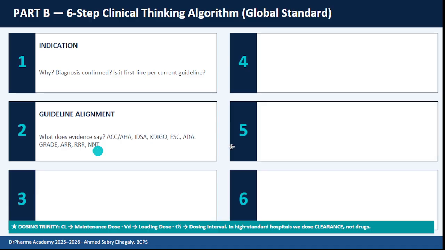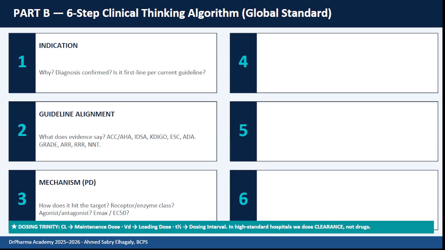What I need to know from this point, guideline alignment, is to be sure as a pharmacist, when I take a decision to say yes, keep this patient on this medication, or no, please stop this medication, that I will not talk from my personal opinion. I need to have a clear guideline to follow.